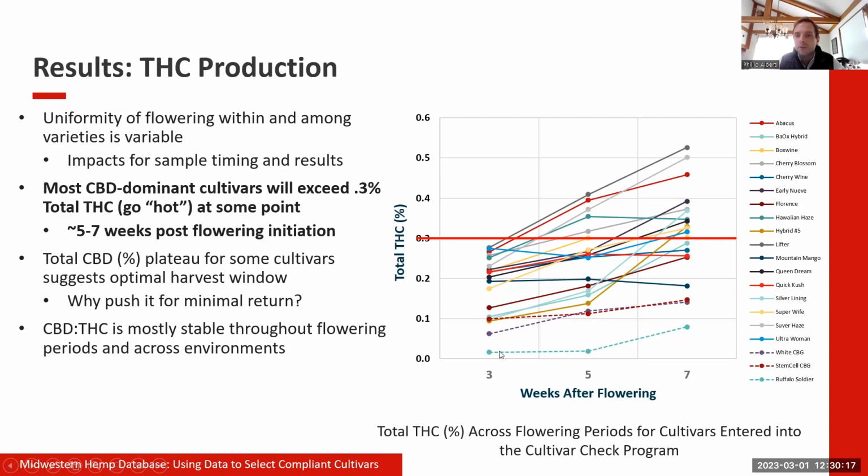So, for example, some varieties like Buffalo Soldier may take a very long time before it exceeds that threshold, where things like Suver Haze, for example, is basically non-compliant shortly after week 3. So this is very important for growers trying to time their harvest, if they can know that on average, most of these genetics are going to be non-compliant between 5 and 7 weeks after harvest.